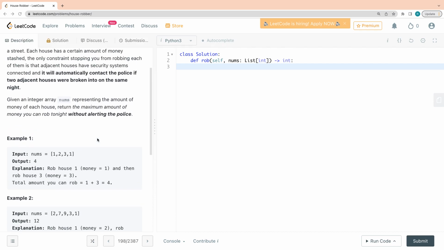Basically, the only constraint we have to think about here is that if I am at the ith house and I rob it, I should not be robbing I plus one. Instead, I can only rob I plus two. So let's try to think about it in those terms.